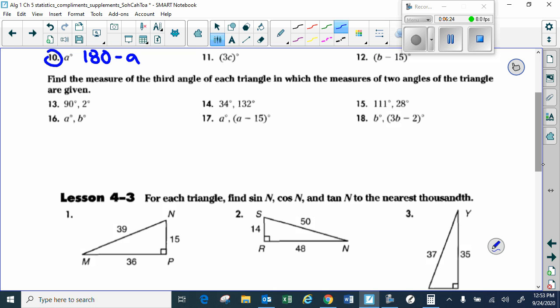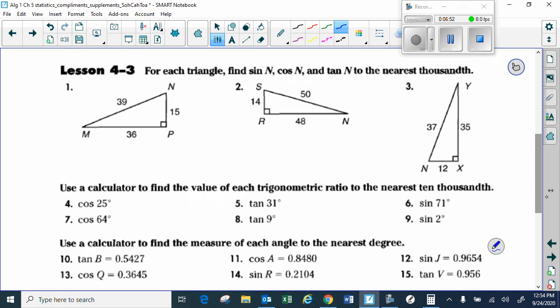Next group, find the measure of the third angle of the triangle. Well, we know all triangles add up to 180 degrees. So he gave you two of them, and you're doing 180 minus the two angles. If I did 16, I'd have 180 minus A, and then minus the other angle, B. There's my answer, 180 minus A minus B.